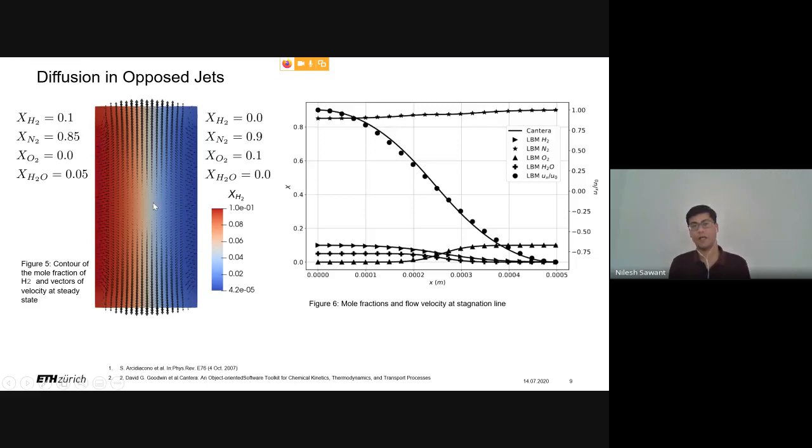And then we have also captured good features. For example, you can see here that hydrogen is diffusing against the flow and it's moving towards the inlet, from left to right. So we have captured all of that correctly.